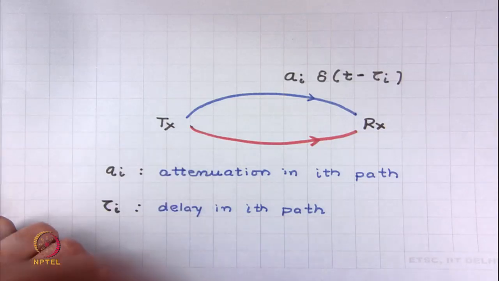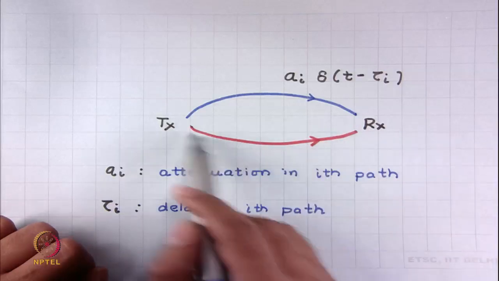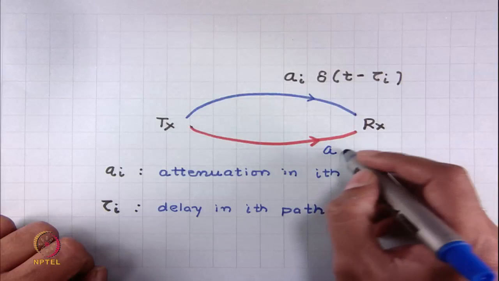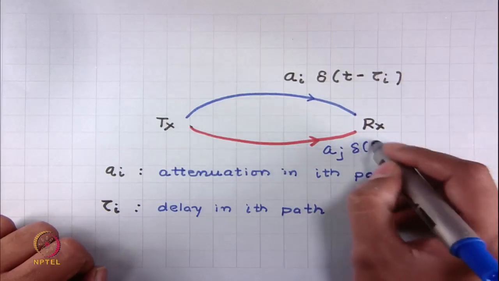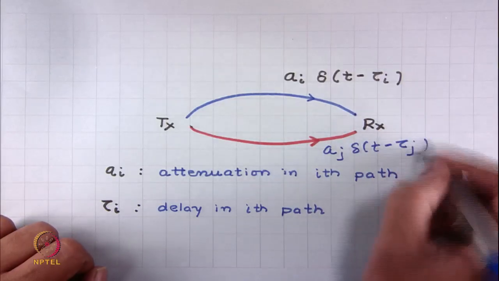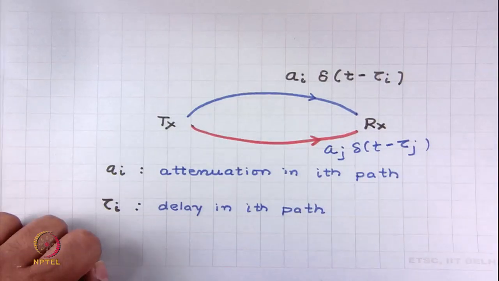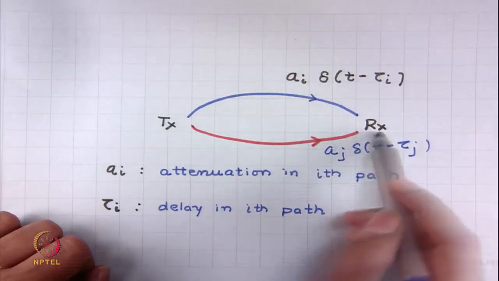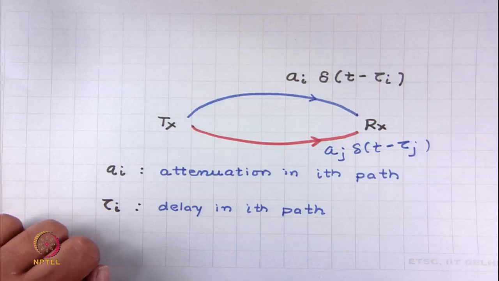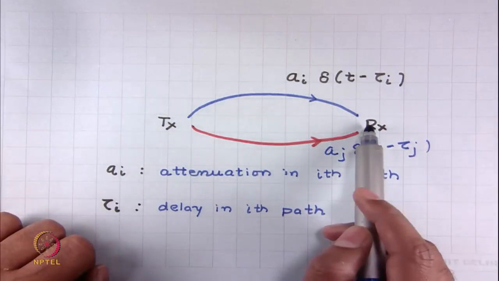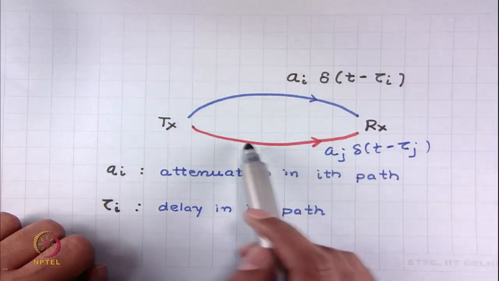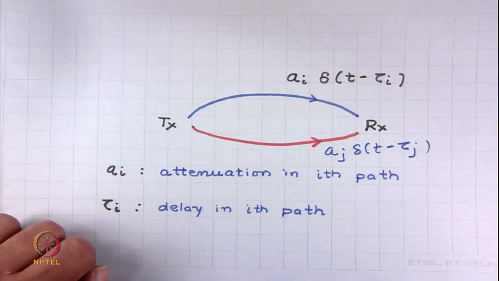Similarly, you can envisage that this path will also create certain attenuation, let us say a_j, and it will create certain propagation delay which I say as tau_j. Now you can see that the signal is reaching the receiver at different time instances. For example, this signal will reach the receiver at time tau_i and this signal will reach the receiver at time tau_j.